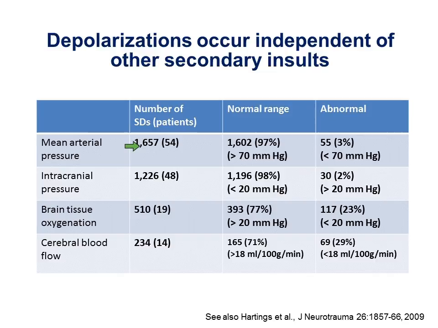And the mean arterial pressure in 97% of those cases was within the normal accepted clinical range of over 70 millimeters of mercury. The same thing is true for intracranial pressure. 98% of 1,200 spreading depolarizations occurred when ICP was less than 20 millimeters of mercury. Similar findings are found for CPP, brain tissue oxygenation, cerebral blood flow, etc. So the monitoring of depolarization importantly provides independent information.